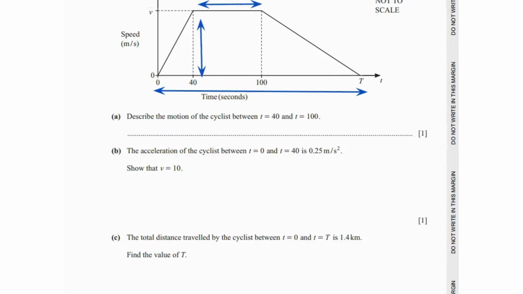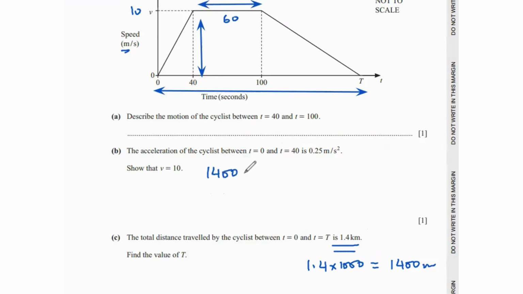We have the height, which is 10. This length is 100 minus 40, which is 60. We need to figure out this length. For the bottom length, we'll use the distance to figure out what the value of t is. If you notice, the distance is given in kilometers and this is in meters. So we change the kilometers into meters by multiplying by 1,000. That's going to be 1,400 meters.